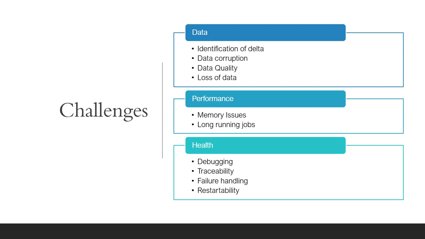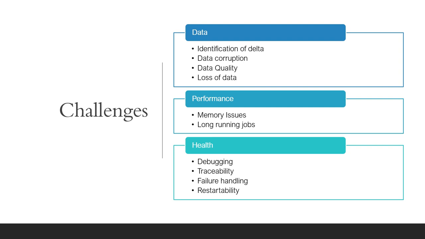Third is health. How do we monitor the health of the pipeline? We may have designed a pipeline, we may have tested and deployed it, but now the challenge comes of monitoring it, keeping a track whether the pipeline is doing its job perfectly or not. For that, there has to be traceability, failure handling. If something fails, what happens? How do we get to know about the failure? How do we debug it? How do we trace the error? How do we trace the lineage of the data?